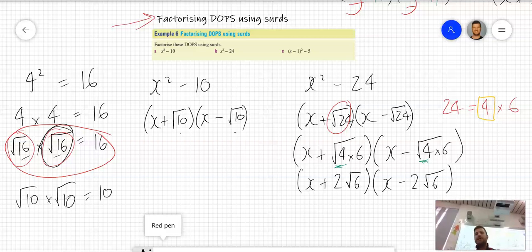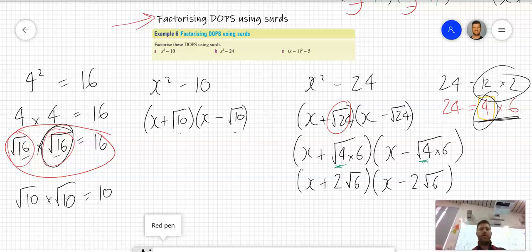Try and find its product with one of those numbers being a square number. That's why I didn't use 12 and 2, which is also a product of 24, but neither of those numbers is a square number. That's why we chose 4 and 6, because 4 was a square number, and we could change that 4 under the square root sign to a 2. Okay?